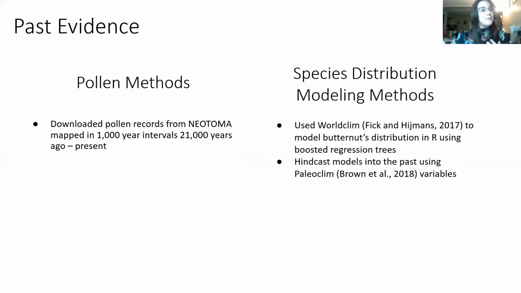So in general, now if we're looking at the past evidence, we want to look at pollen data points. So we downloaded pollen records from Neotoma and then mapped them in 1,000-year increments, 21,000 years ago to present. And then we used WorldClim variables to model butternut's distribution in R using boosted regression trees. And then using the output habitat suitability maps, we projected it into past climate conditions using paleoclimate variables.